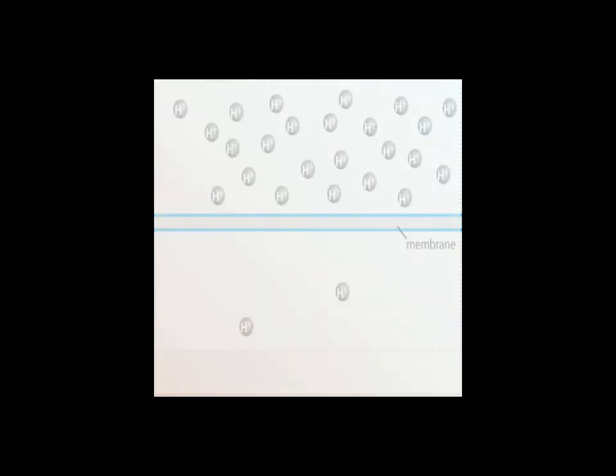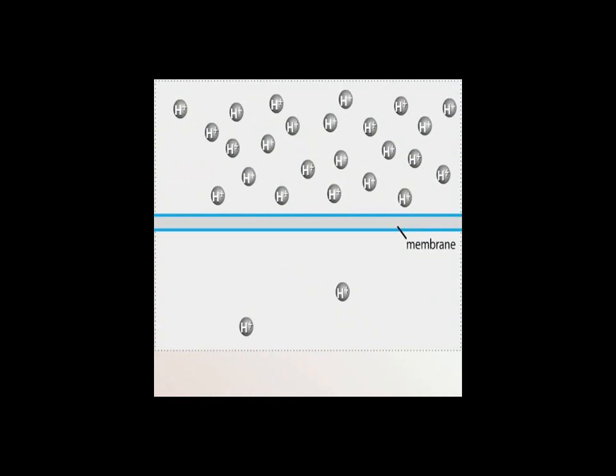In one experiment, the investigators manipulated the pH of the compartments on either side of the inner mitochondrial membrane. In this example, which side of the membrane would represent pH 7 and which would represent pH 8? Because a higher concentration of protons results in a lower pH, the solution above the membrane represents pH 7, and that below the membrane represents pH 8.